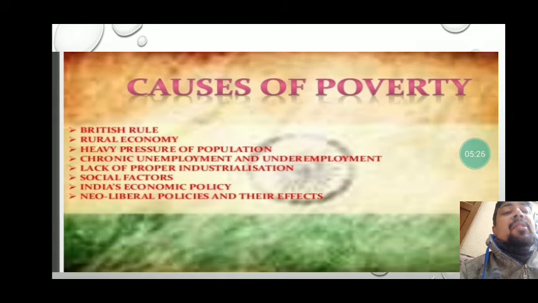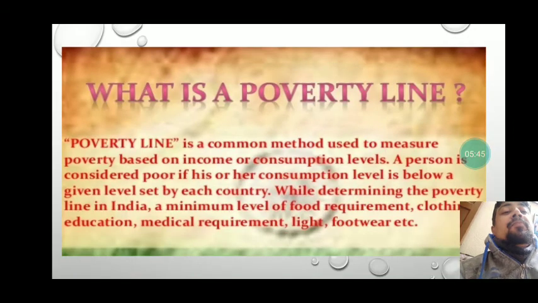Similarly, neoliberal policies and their effects also caused a lot of problems for the poor person in our country. When we accepted the concept of liberalization and globalization, we created problems for the poor person. Now poor persons are not getting jobs. They are now living in a more pathetic situation.